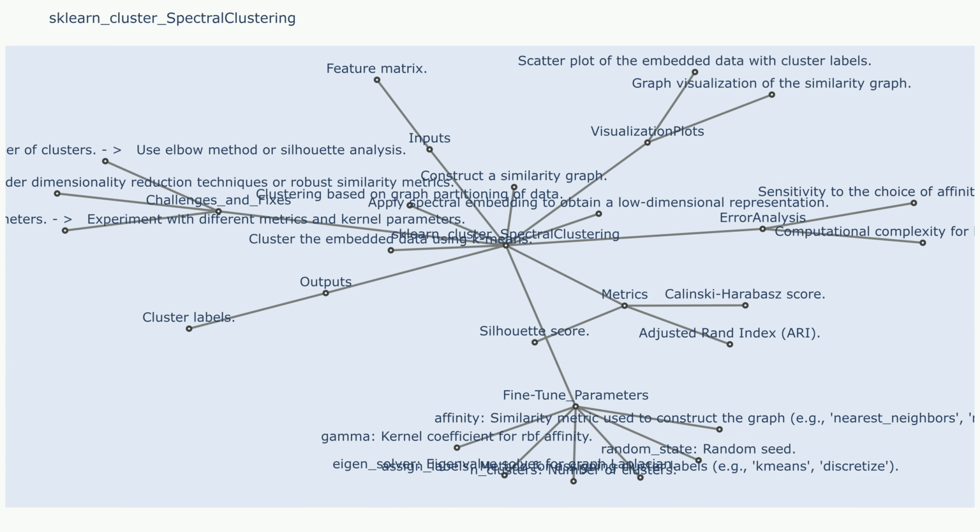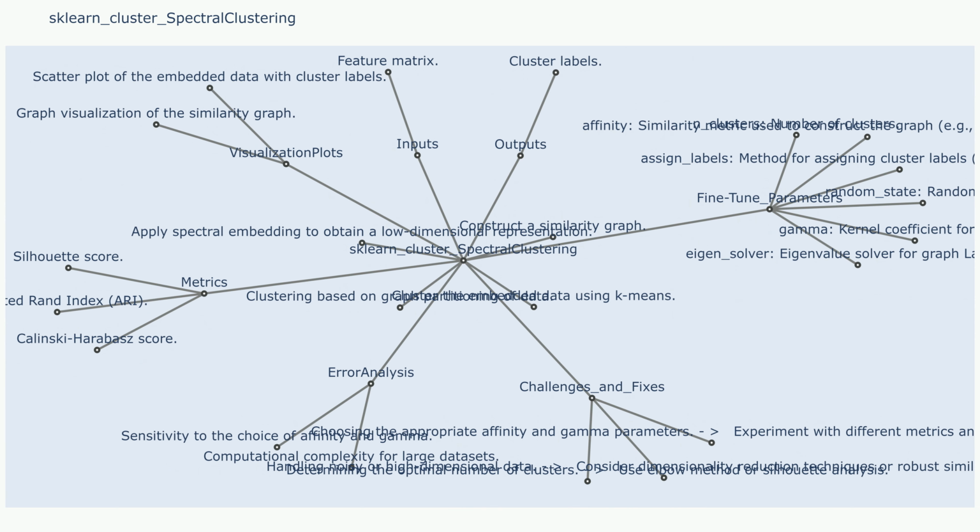Uncertainty methods. Bootstrap. Repeat the clustering process multiple times with different random subsets of the data to estimate the variability of cluster assignments. Bayesian spectral clustering. Incorporate prior information about the cluster structure through a probabilistic framework.